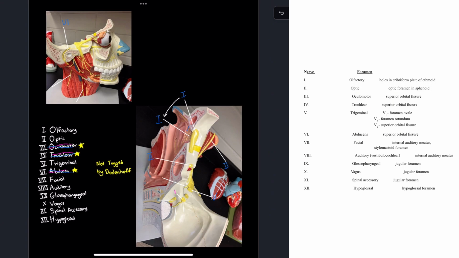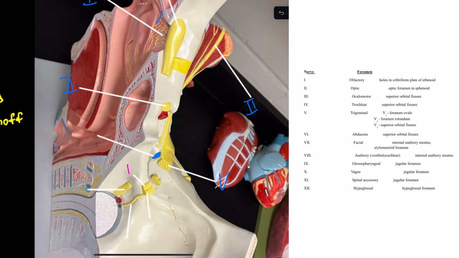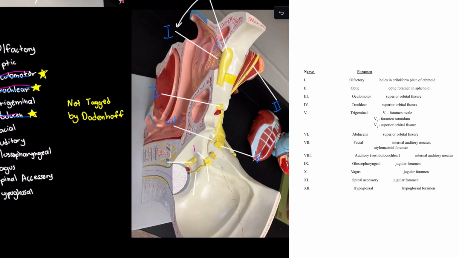The eighth nerve is right next to the trigeminal. It's branching off with the trigeminal. So right here is the eighth nerve, the auditory nerve, or the vestibulocochlear nerve, but it's also known as the auditory nerve. The eighth nerve.